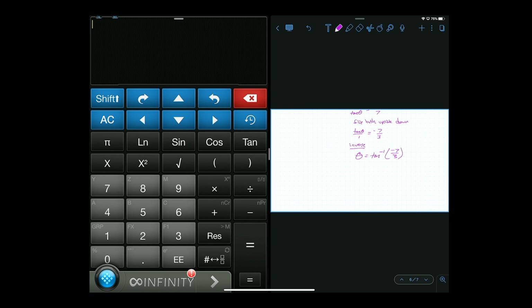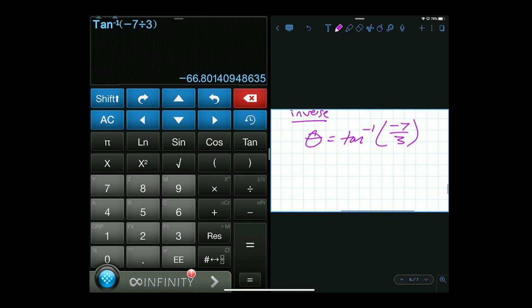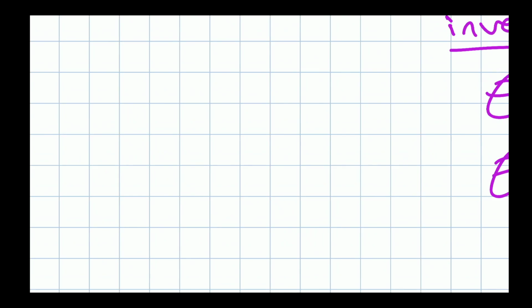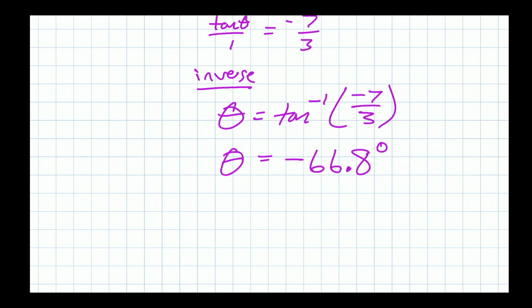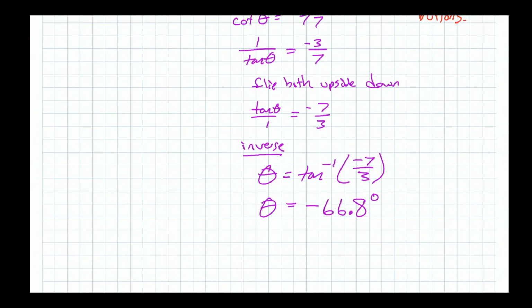We're still in degree mode, so shift, tangent inverse, negative 7 over 3, enter. Here's my angle. Negative 66.8. They did the same thing to us, I see. They gave us an angle we can't use because it's not in between 0 and 360. They could have had the first one be in 0 to 360. It just didn't happen either of these times.